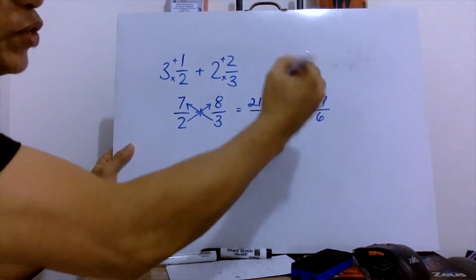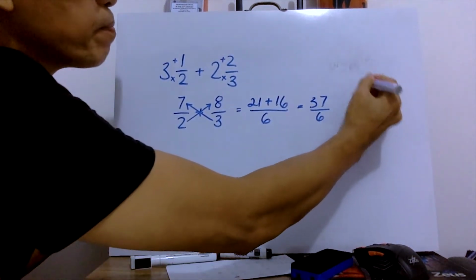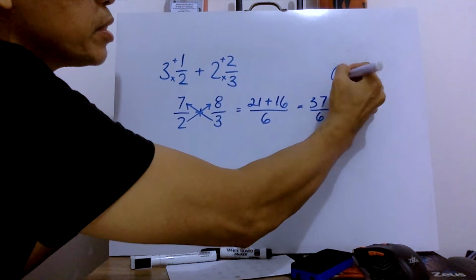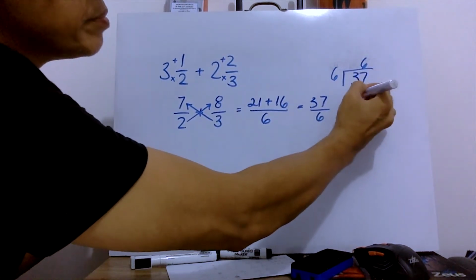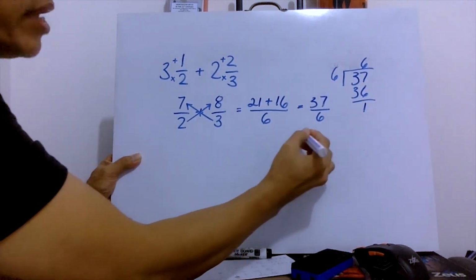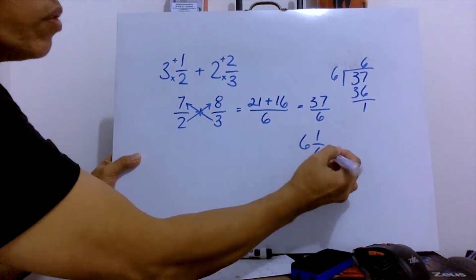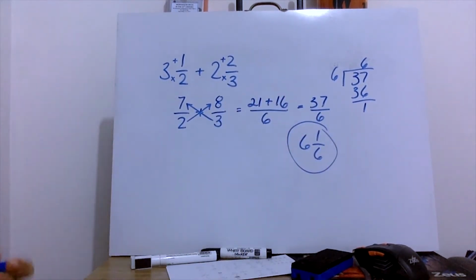And if we convert that to a mixed fraction, it's 37 divided by 6. That's 6, 36, 1. The answer there is 6 and 1 over 6. That's our answer.